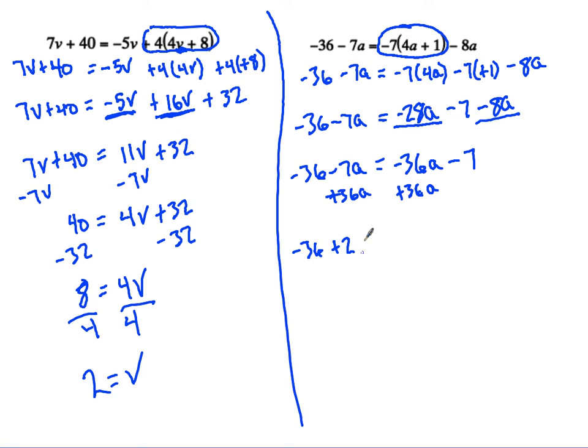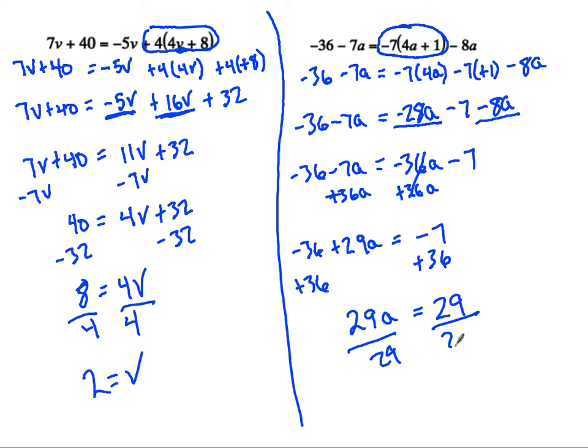How can my 9 and my a look just alike? 29a equals, so those went away, so it equals negative 7. Now I want to add 36 to both sides. So 29a equals 29. Divide by 29, and a equals 1. All of that work to get down to the end, and a equals 1.